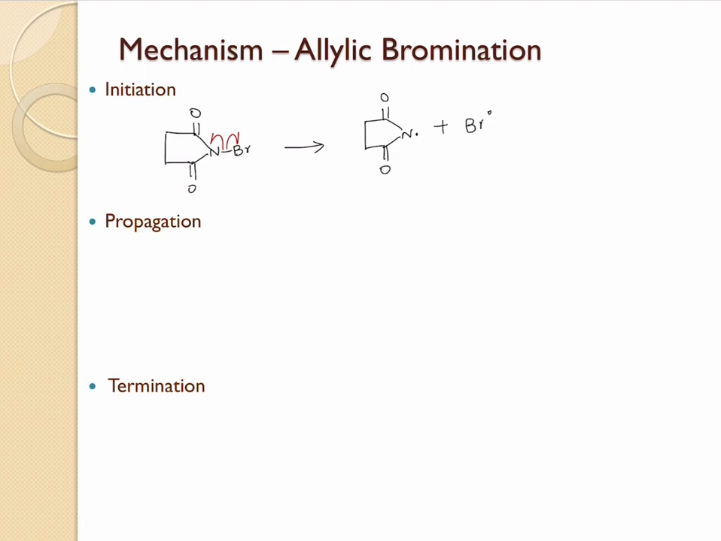Now in the next step, this bromine radical is going to react with a compound. Let's say that we want to do the allylic bromination on a propene molecule. Here is our propene molecule. Okay, the first step here in the propagation is where this bromine radical is going to remove the hydrogen from the propene molecule.